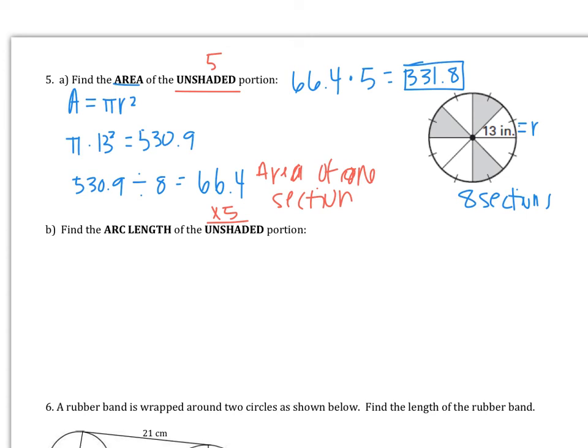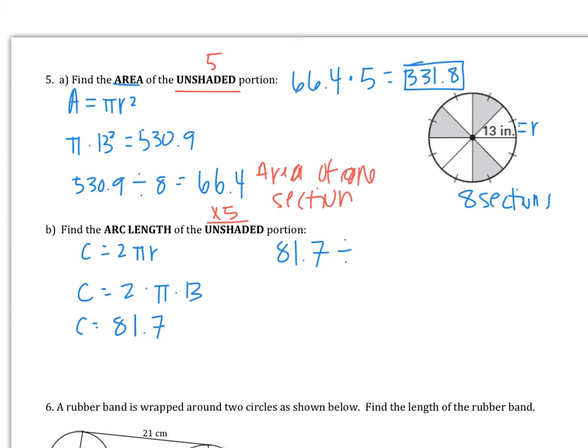Now, arc length is about the same idea. We just do circumference instead. So 2 pi r, circumference equals 2 times pi times 13, which is 81.7. I'm going to divide that by 8 for how many sections there are.